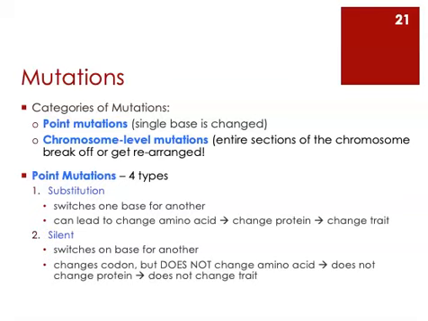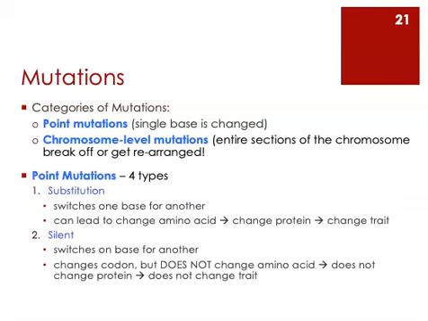So there are 4 specific point mutations I want us to be familiar with. The first kind is called substitution. So when you hear the word substitution mutation, I want you to think that substitution means switching one base for another. So maybe in the old DNA there was a G in a particular location, and in the new DNA, instead of putting a C there, the enzyme puts either an A or maybe a T. That's a substitution mutation. One base has been switched for another.